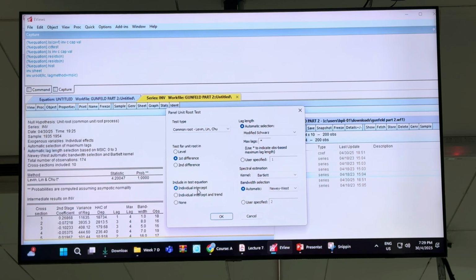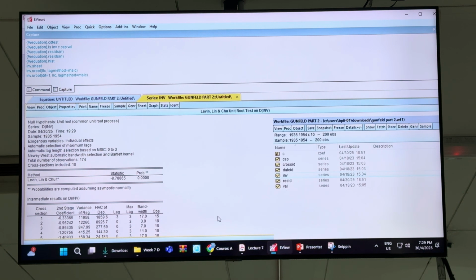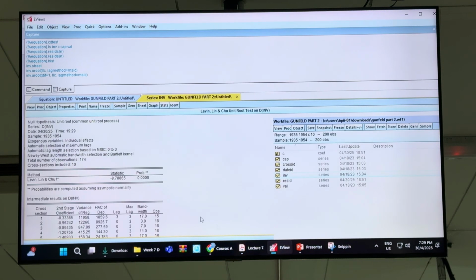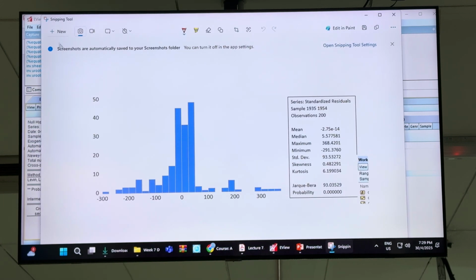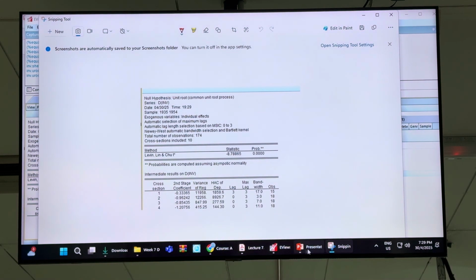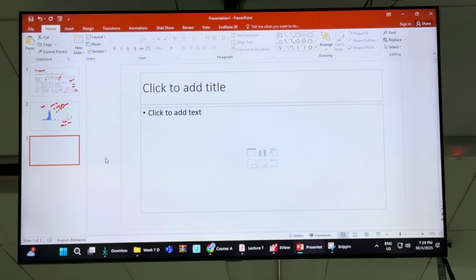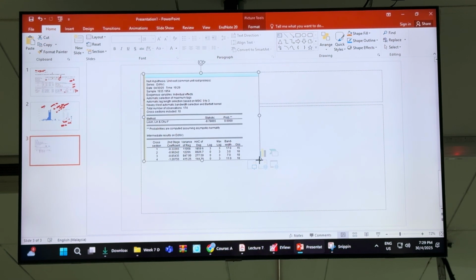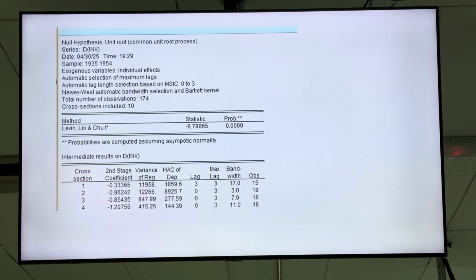With the test equation, it's just an intercept. Then I click OK, and it becomes negative 8.7, right? This is my result here. So it's become negative 8.7. You can see here it's first difference, D, the first difference for the investment.